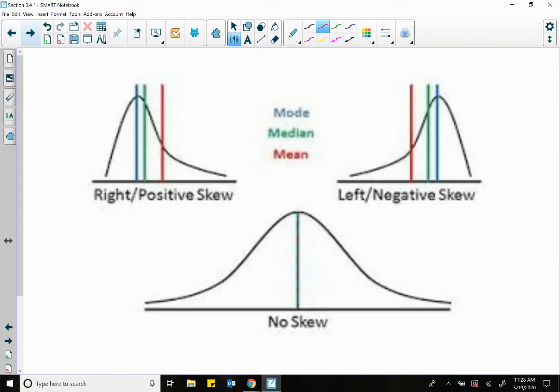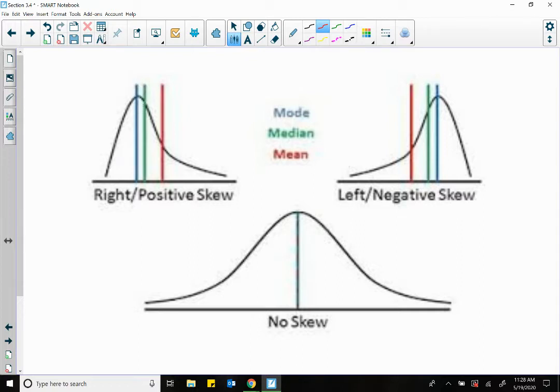All right, as I said, I wanted to show you pictures. You can see the mode is in blue, the median is in green, the mean is in red. In the right skewed one, here's the median in green, and you can see that the mean is definitely greater than that median. Notice the median also typically falls around where most of the data is. This is why the median is a better choice. It typically shows what is happening around the mode.